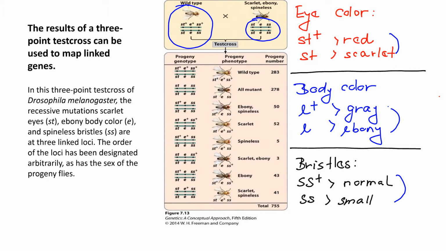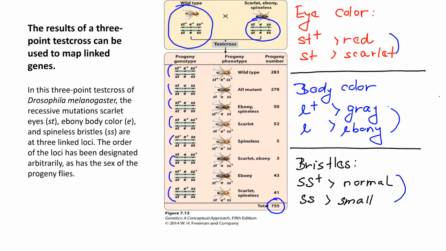Afterwards, you obtain your progeny and you count 755 individuals and you get 8 different phenotypic categories. Based on what you know about these genes, you can assign the genotypes for each phenotype. They are outlined right here. Now, when you want to construct gene maps based on a 3-point test cross, there are certain steps you have to follow. The first step is to identify non-recombinant progeny.